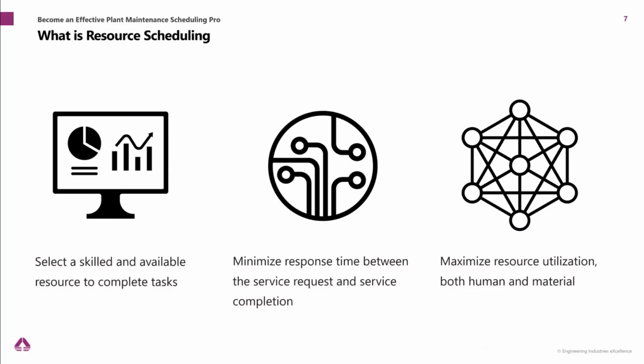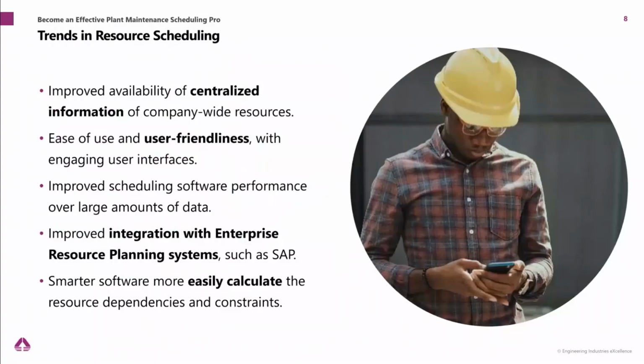So what this slide is showing us is that from a large amount of information, we're able to keep our customers happy at the most economical cost in terms of human and material cost. So some of the trends in resource scheduling then. Here are 5 trends that we've selected that we think are topical at the moment. The first one here is that there is an improved availability of centralized information as people are exploiting their investment in large ERP systems, such as SAP.